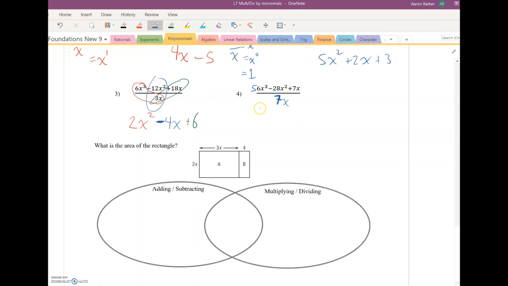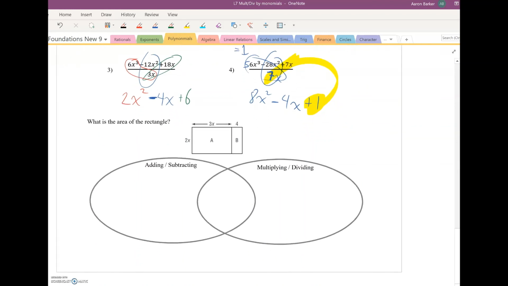Divide. The first division right here, we get 8x squared. Middle division, negative 4x. Last division, plus 1. Good thing to note, when things divide perfectly, it equals plus 1. That's something that kids often forget and make a mistake with.